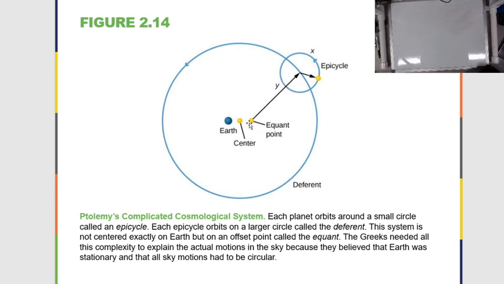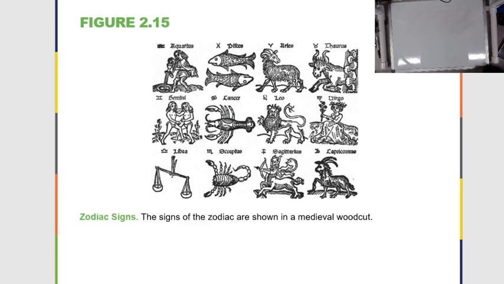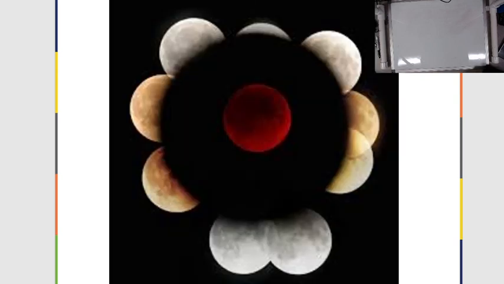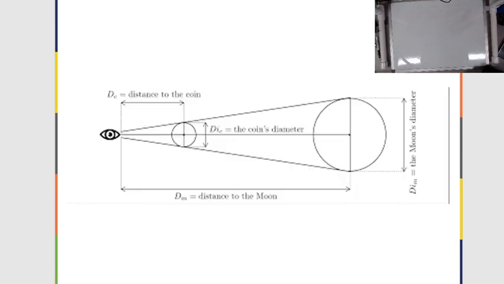These extra points in here were designed to allow the planet to be farther or closer, because it was clear even to the ancient Greeks that sometimes planets were closer to us and sometimes they were farther away. These are the signs of the zodiac. This is a picture we looked at a second ago. So let me pull up a few more pictures here.